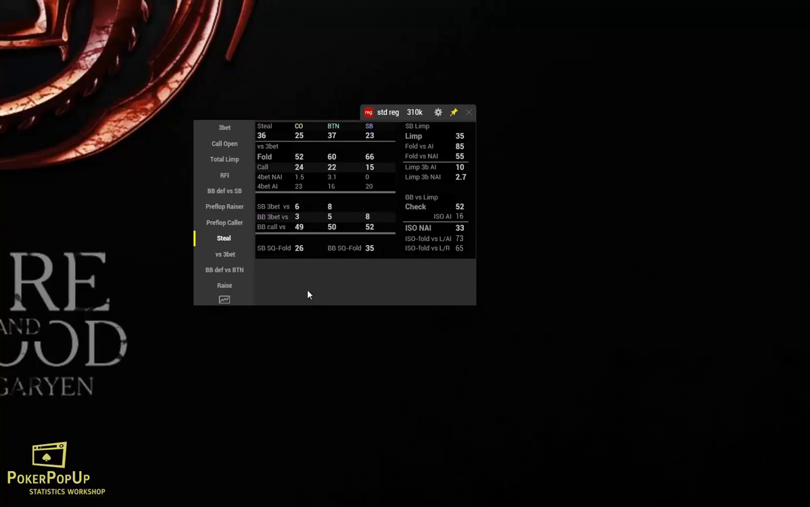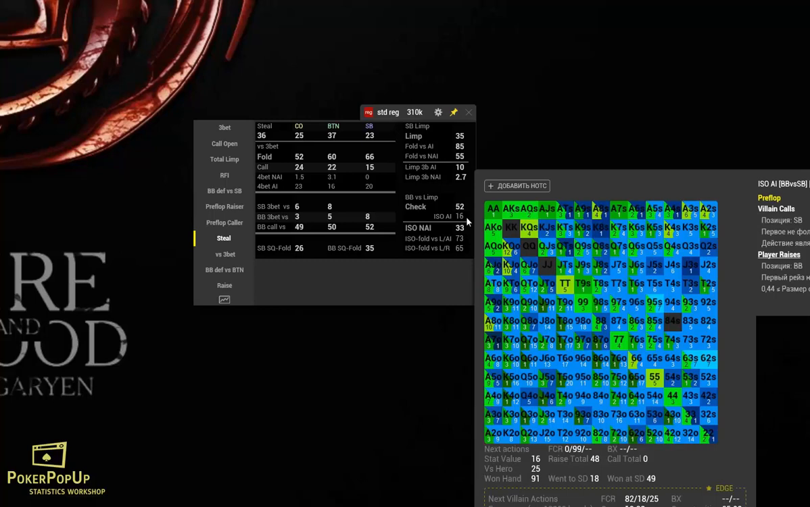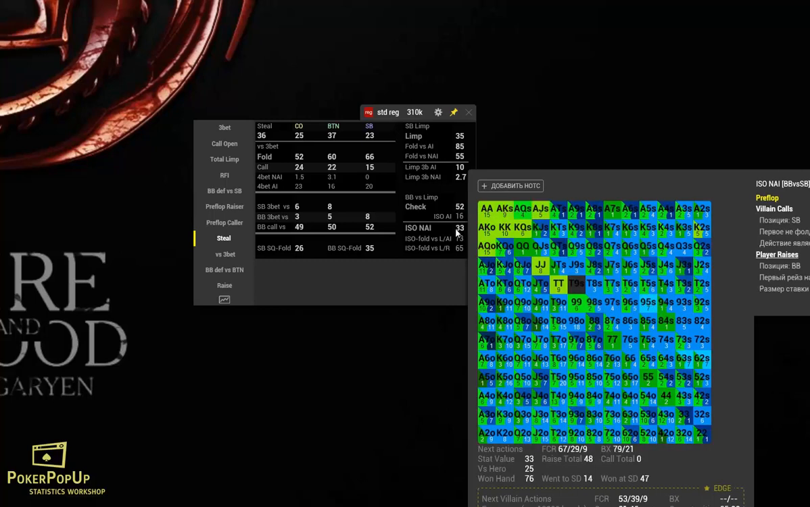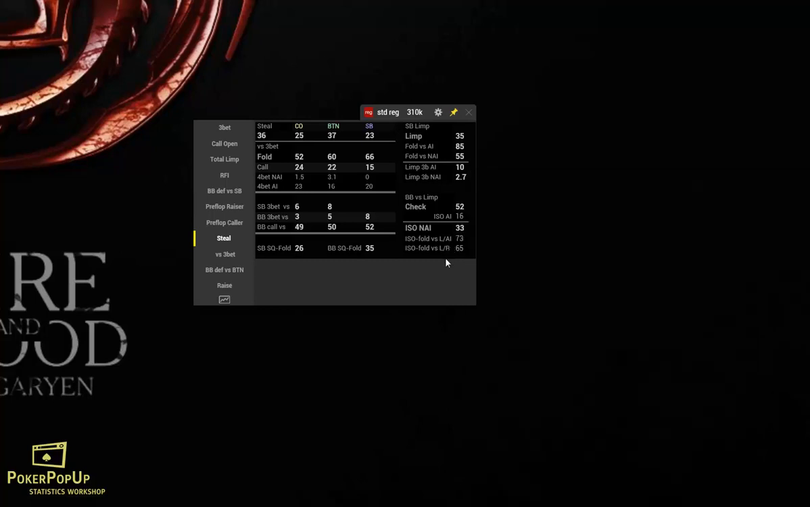Next one is stealing. We see non-all-in open raises, fold to 3-bet, call 3-bet, 4-bet non-all-in, 4-bet all-in, a small blind limp, and reaction to isolation by all-in, by non-all-in, big blind check versus limp, isolation push versus limp, isolation non-all-in, and reaction to limp 3-bet all-in and limp 3-bet non-all-in.